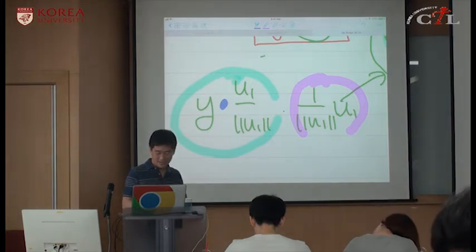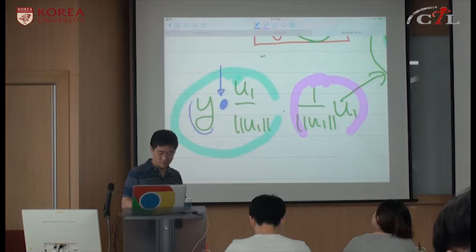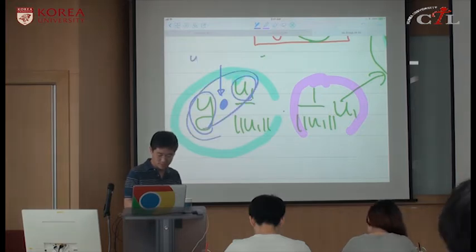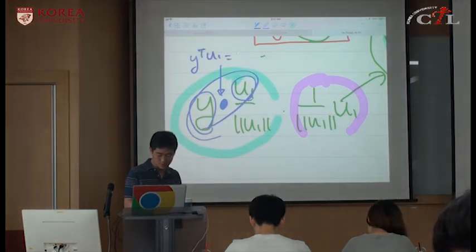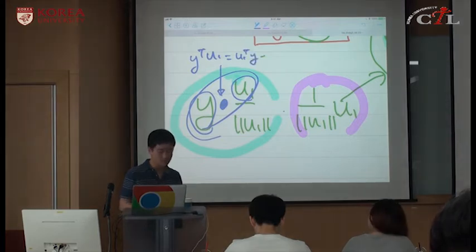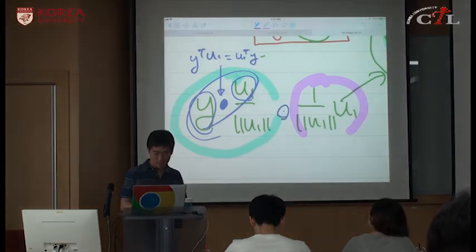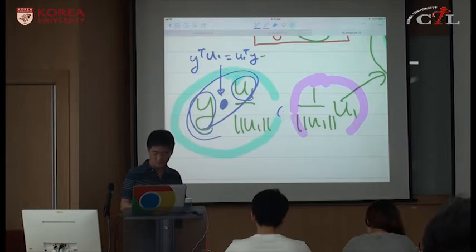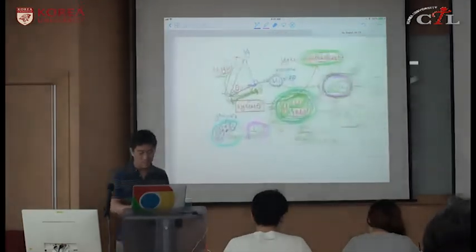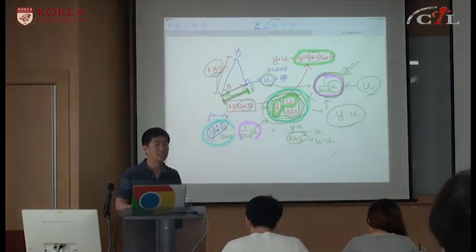So here, yeah, this guy is clearly an inner product between this guy and this guy, which is now represented as y transpose u1 or maybe u1 transpose y. So they are the same thing. And then it is just a scalar multiple, right? It's not an inner product, right? So please don't get confused. Okay, any other questions?